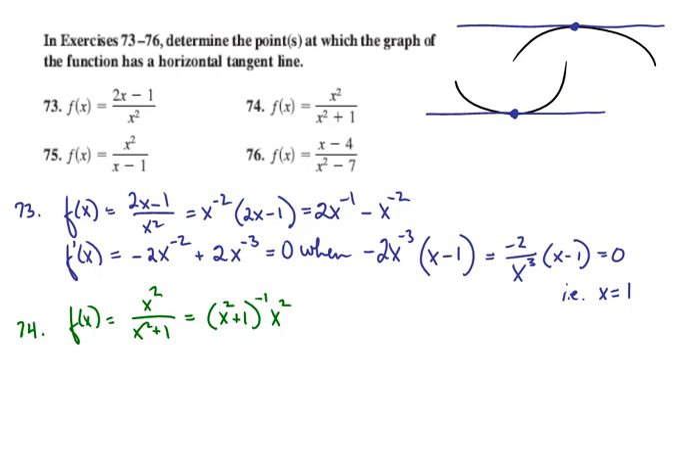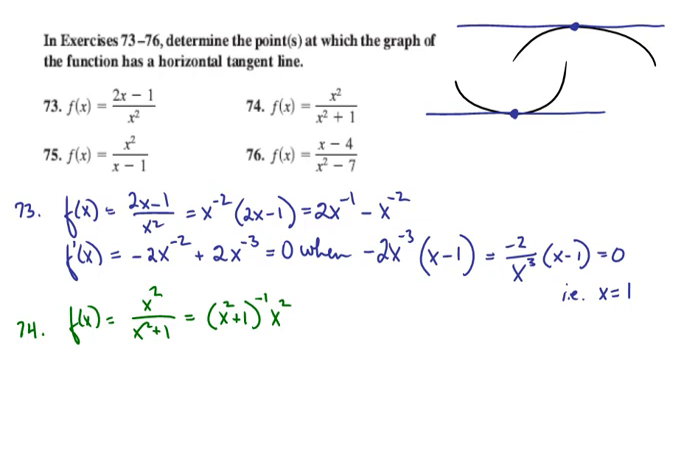So we continue in this video, looking for the points at which a graph of a function has a horizontal tangent line. And we've been working with some quotients, functions that are rational functions. And we saw in 73 that when it's a simple denominator, we can rewrite using negative exponents and multiply out and use the product rule, which is simpler than using the quotient rule. Of course, though, the quotient rule would work just as well.